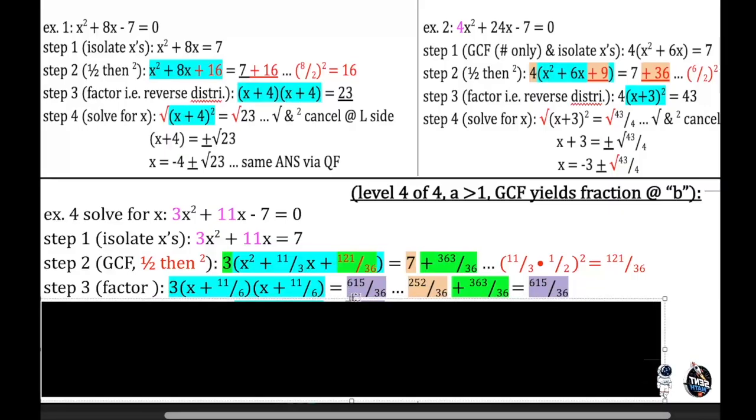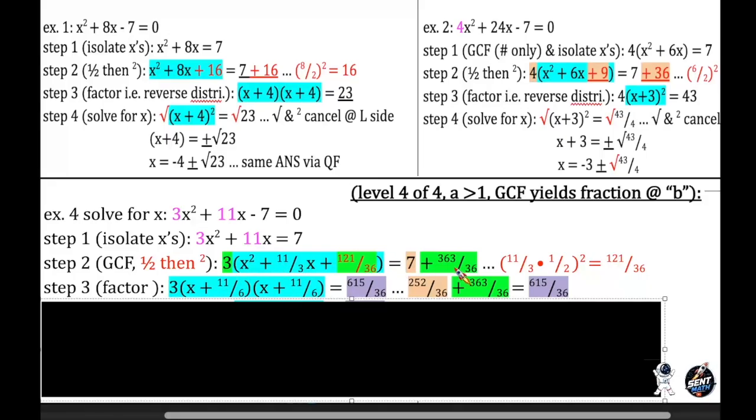Okay, so let's look at step 3. Let's start easy. How do we get from this blue in parentheses to these parentheses here? Well, again, we're going to square root this. Square root of 121 over 36: the square root of 121 is 11, and the square root of 36 is 6. Because it's a plus and plus. If this were a minus, that would be minus minus.